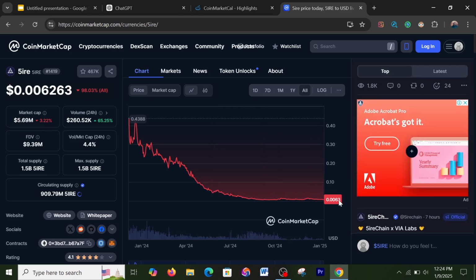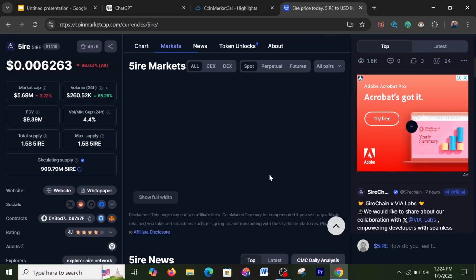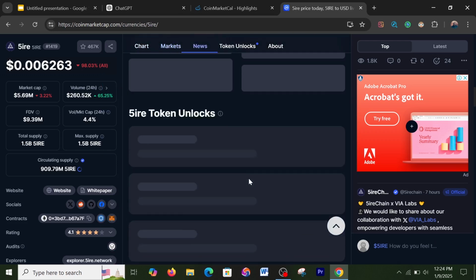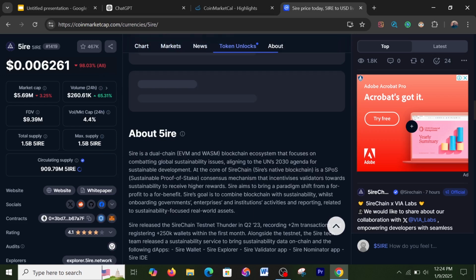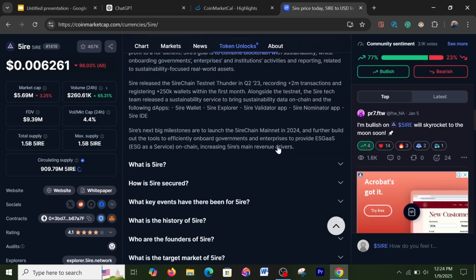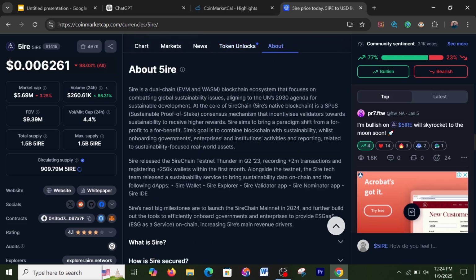So now we can check other things about the token. You see, 5IRO is a dual chain EVM and WSM blockchain ecosystem that focuses on combating global sustainability issues, aligning to the UN's 2030 agenda for sustainable development. So this is just like Ethereum. It's a blockchain that you build applications on. So what we then do is to use a concept called the related tokens concept.